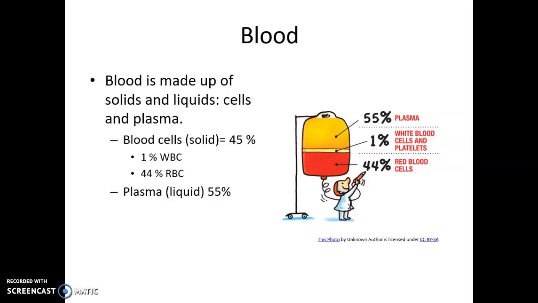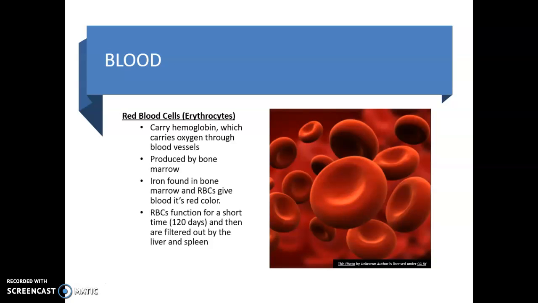I don't know if you've ever seen anybody spin down blood that's in a tube. It'll separate where the plasma goes on top because that's the liquid, and then the blood cells go to the bottom and clot. Red blood cells carry hemoglobin, which carries oxygen through blood vessels. They are produced by the bone marrow. Iron found in bone marrow and RBCs gives blood its red color. RBCs function for a short time. They only live about 120 days, and then are filtered out by the liver and the spleen. The medical term for a red blood cell is an erythrocyte.